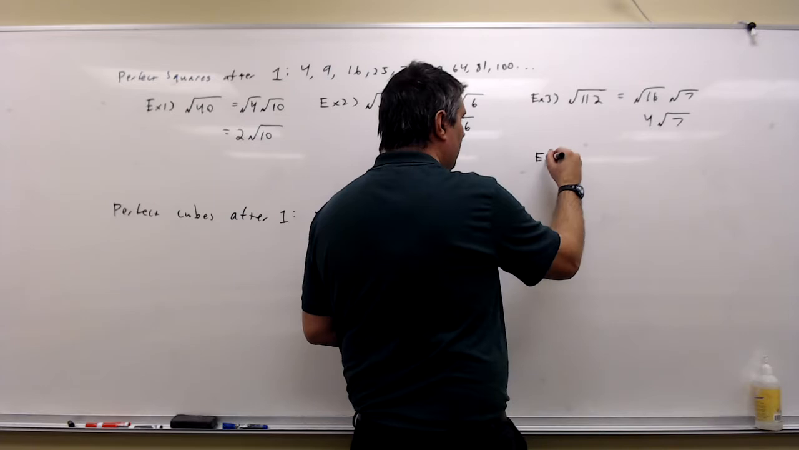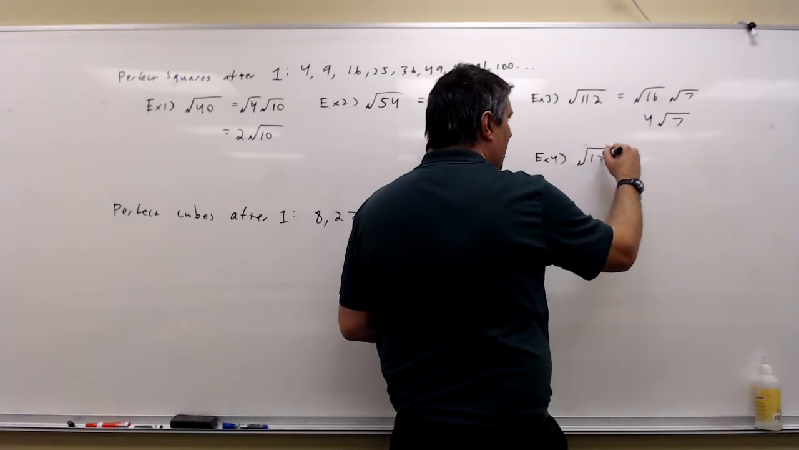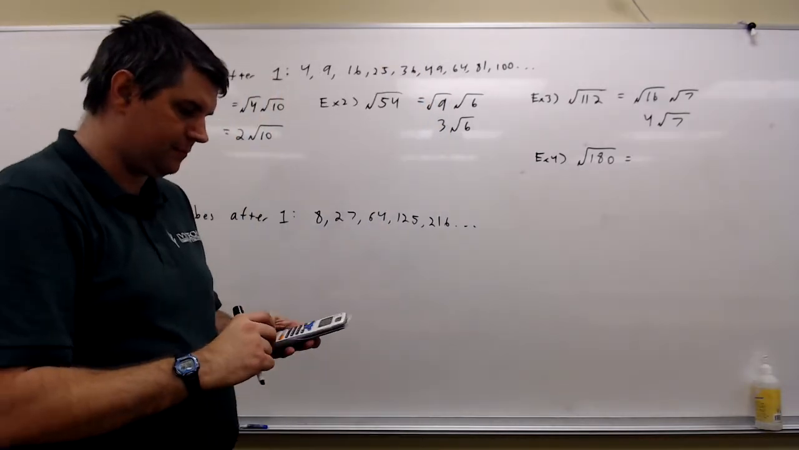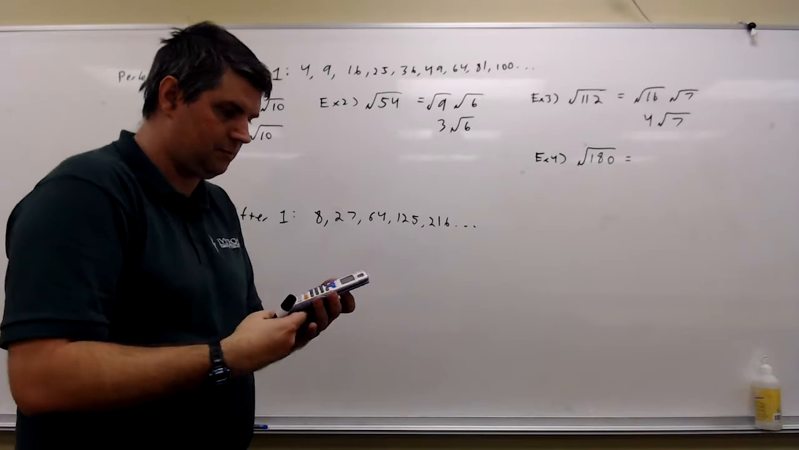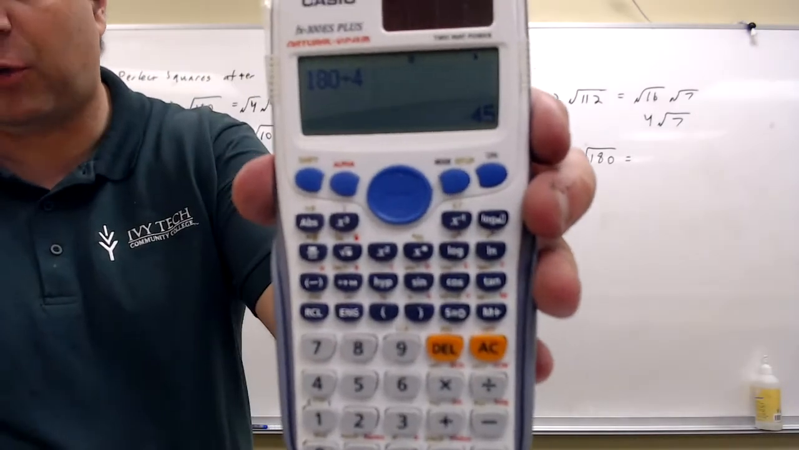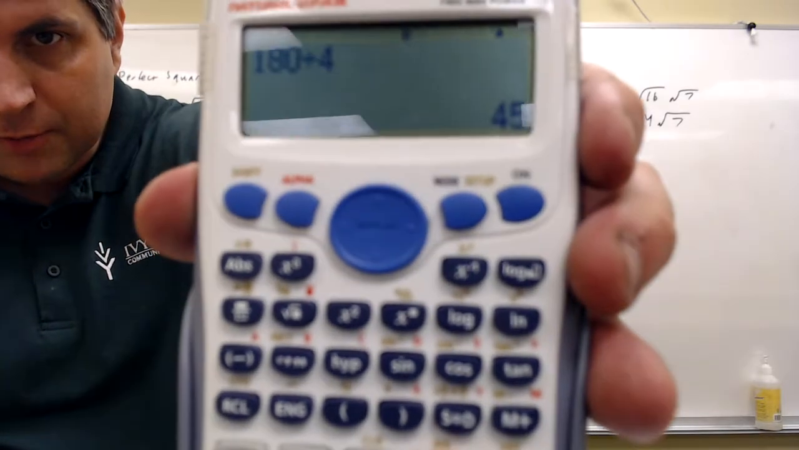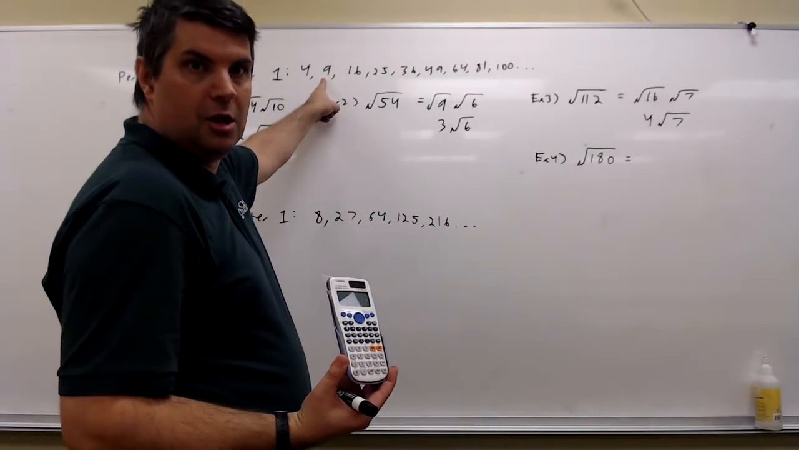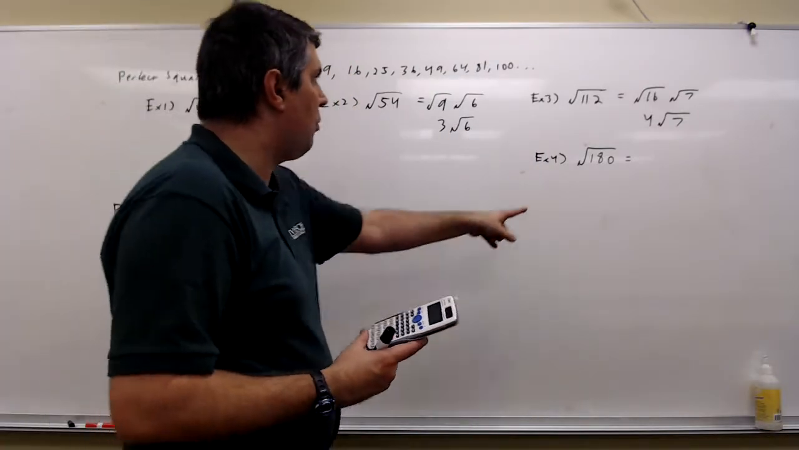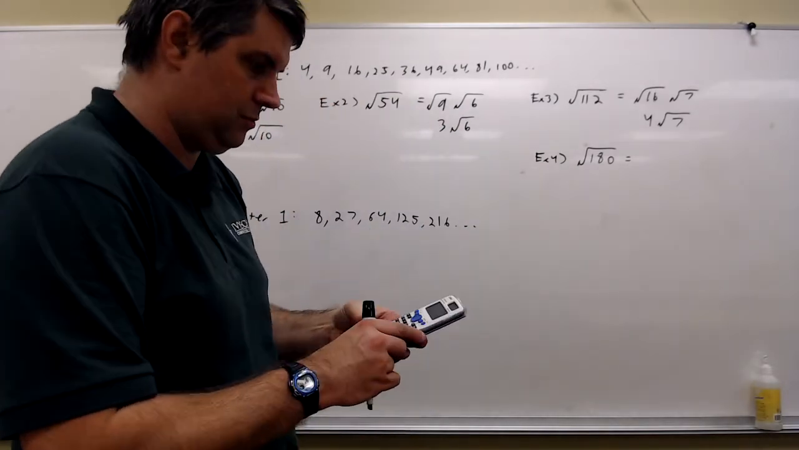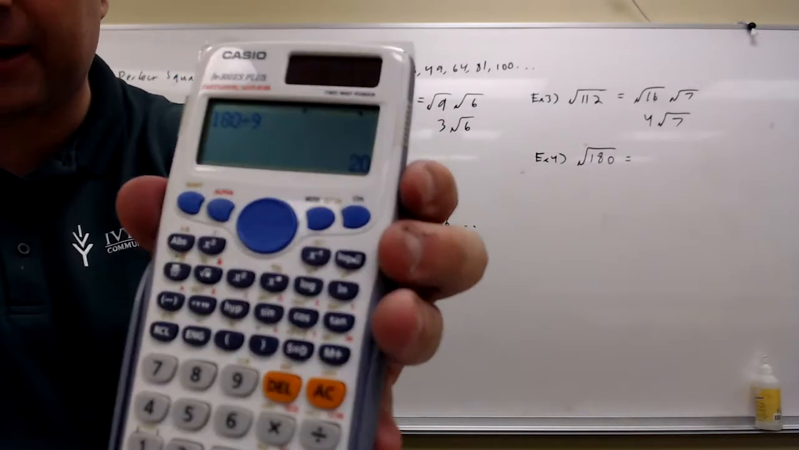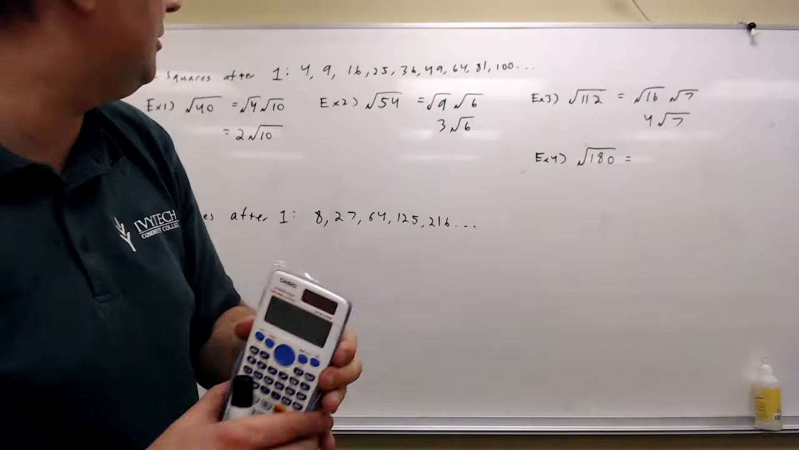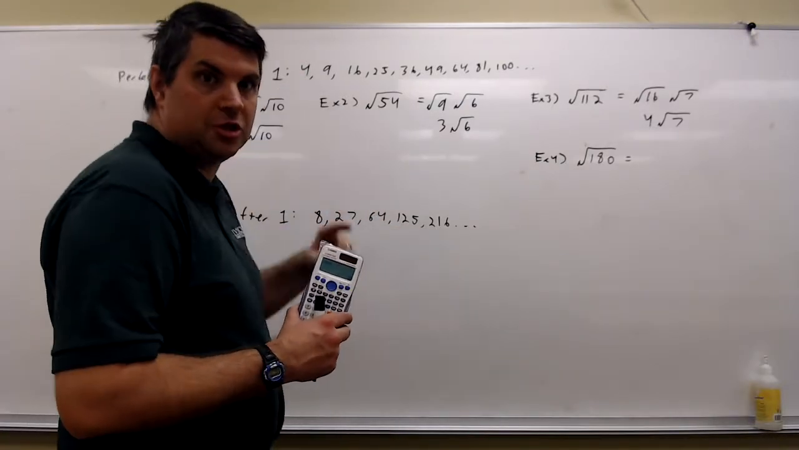Example 4. I have the square root of 180. 180 divided by 4 is 45. But 45 is divisible by 9, so it's not high enough. Next, I'll try 180 divided by 9. I got 20. But 20 is divisible by 4, so I didn't go high enough.